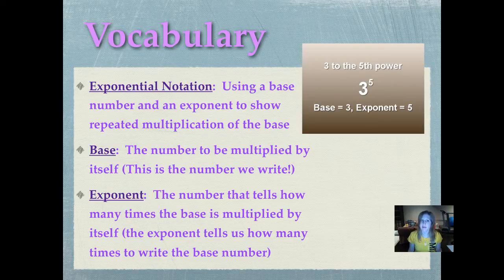The base is the number to be multiplied by itself. That's the number we write down. That's that large 3 in the example. The exponent is the number that tells us how many times the base is multiplied by itself. So it's really just an instruction. It isn't something we multiply by, it's just how many times we write the number 3 in that case to multiply by itself.